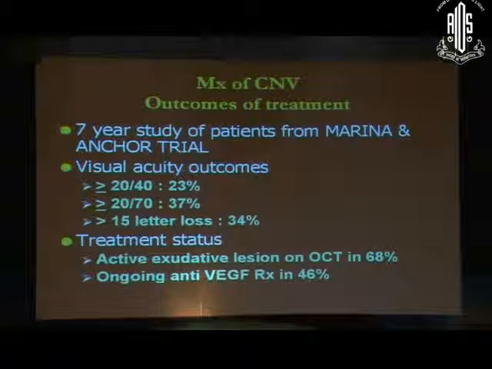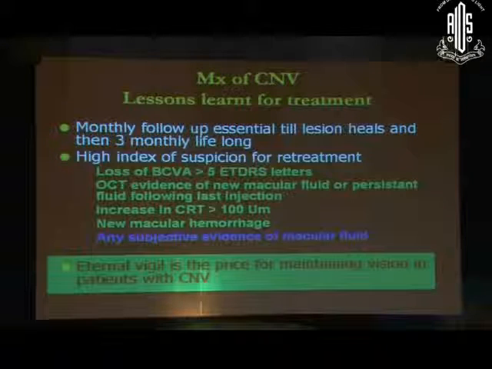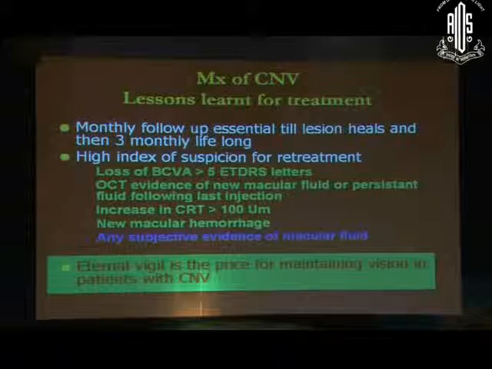But there is a 1/3 group which will get more than a 3-line loss. And at the end of 7 years, you find that 70% of the patients are still active. You find that treatment is still going on in 50% of the patients. So what is the lesson we want to give? What is the lesson we've learned?